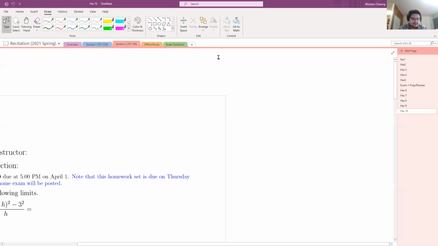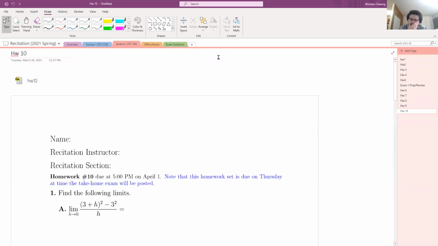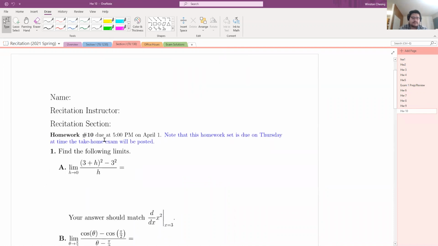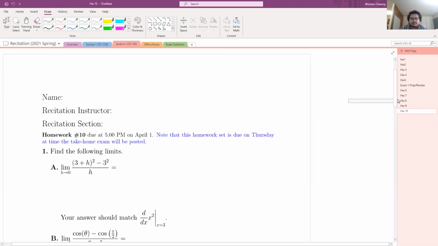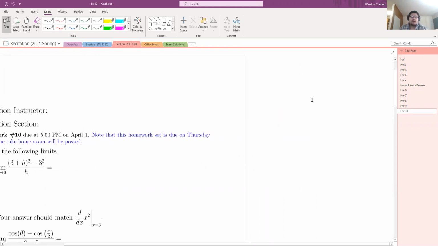Okay, so today's recitation is going to cover all of homework 10 because it's going to be due on Thursday. It's going to be due right before your second exam. So we'll be able to finish all of this, and we'll probably finish early. What we are covering today is the topic of L'Hopital's rule.